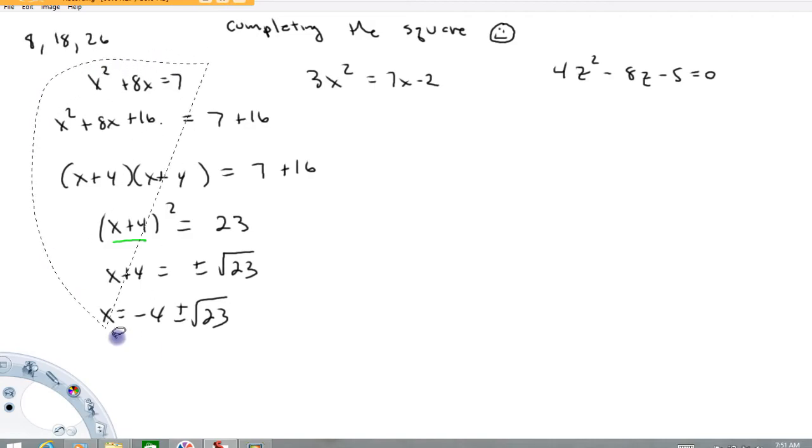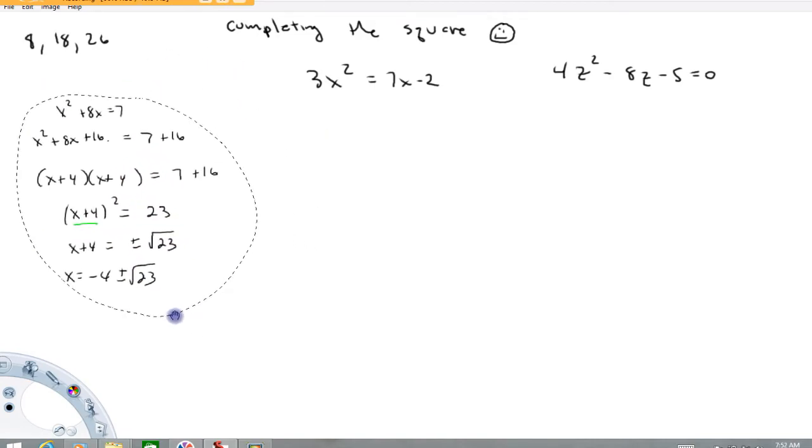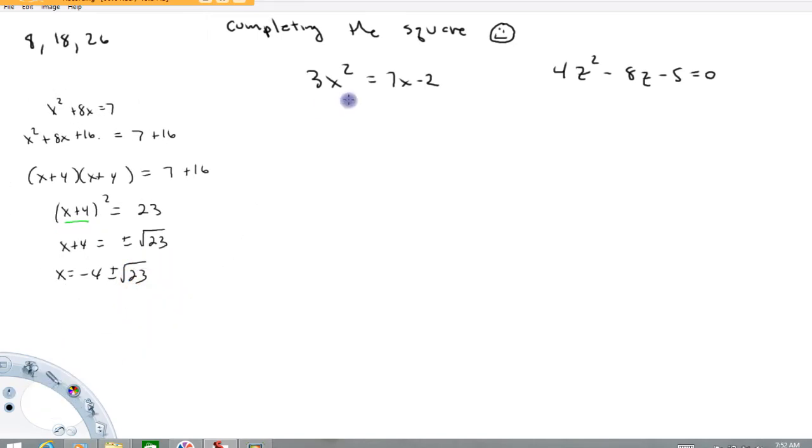All right, I'm going to probably need a little more room. Let's take a look at this one. Let's start by getting these together: 3x squared minus 7x, and I'm going to leave a little space, equals negative 2. That's what we get by subtracting 7x from both sides. The reason for doing that is that when you're trying to complete the square, you're focusing on this stuff.